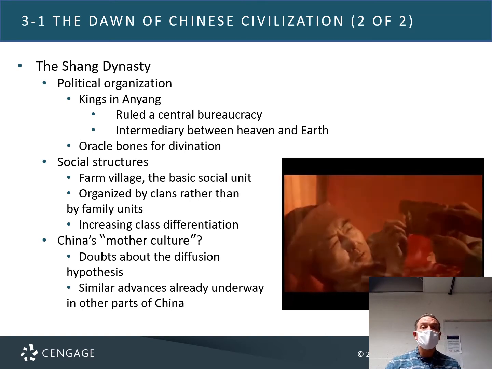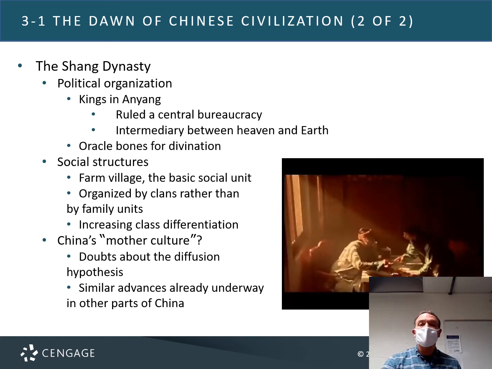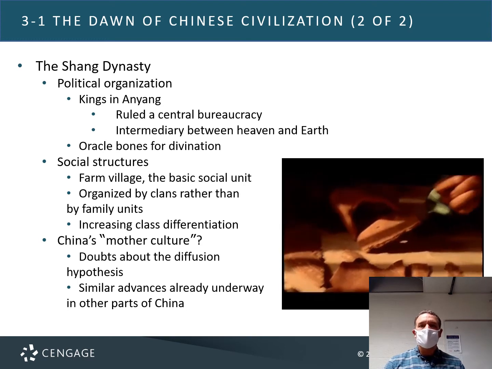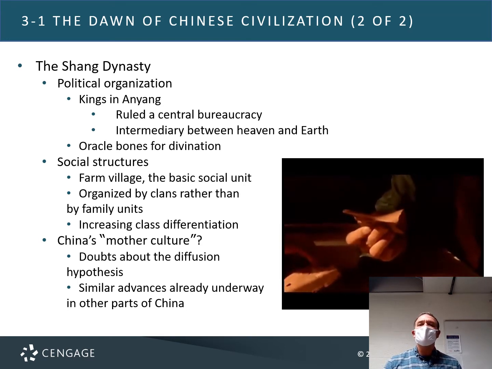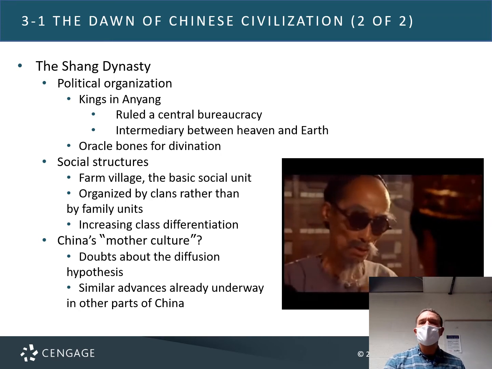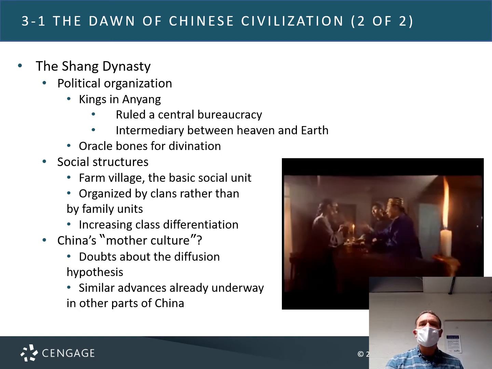The inscriptions on the oracle bones suggest that the elite believed they could communicate with the supernatural world. The oracle bones also show that the king was viewed as an intermediary between heaven and earth. The Chinese practice of veneration of ancestors developed from these beliefs.